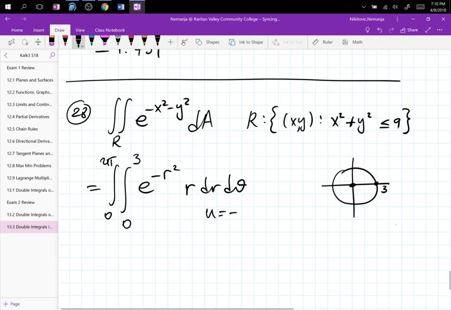U equals negative r squared, and du equals negative 2r dr. Just do it, right? And that's that. Let's do the next section.